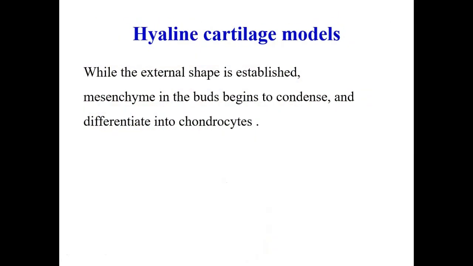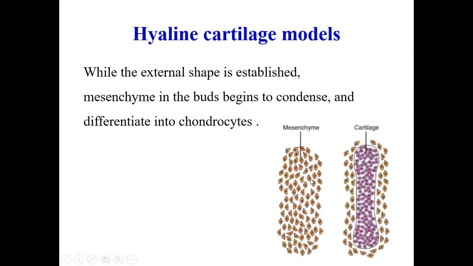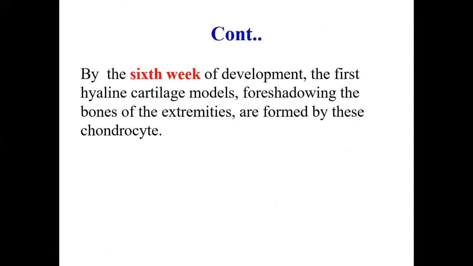Hyaline cartilage model. After the external shape is established, the mesenchymal cells of the limb bud begin to condense and then differentiate into chondrocytes. These chondrocytes ultimately give rise to a hyaline cartilage model. This model foreshadows the future bones, the future long bones. By the 6th week of development, the first hyaline cartilage models foreshadowing the bones of the extremities are formed by these chondrocytes.